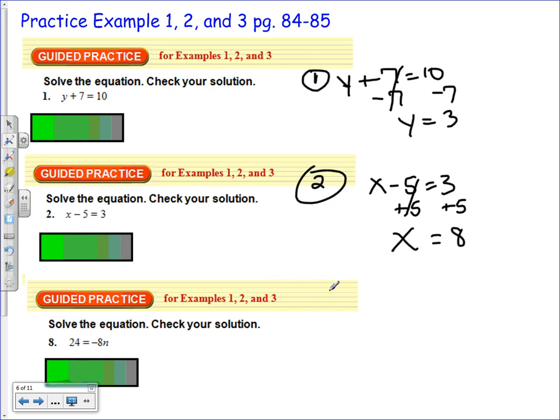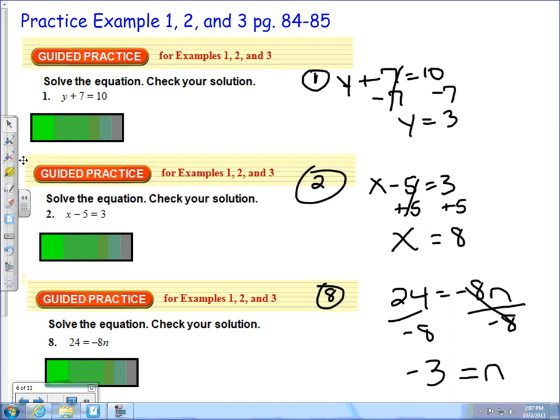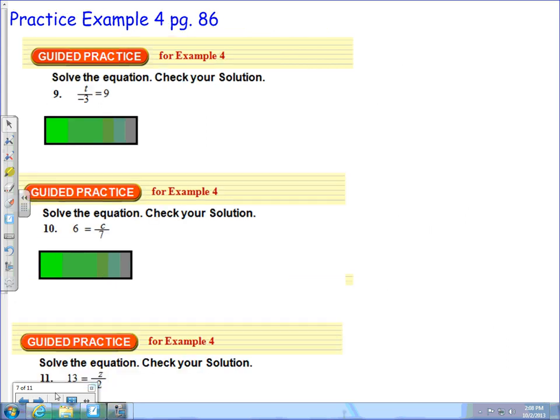Number 8 gets a little more complicated. We have 24 equals negative 8n. Remember, a number next to a variable means to multiply. The opposite or inverse of multiplying would be to divide. So we're going to divide both sides by negative 8. These cancel. So on my variable side, I'm left with n. 24 divided by negative 8 leaves me with negative 3. The steps are important. You have to show all your work to get full credit.